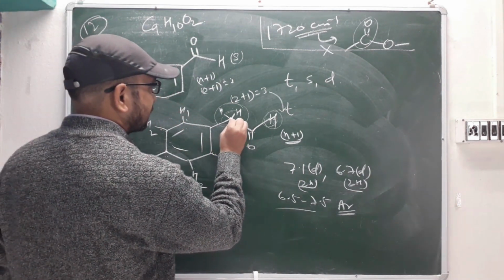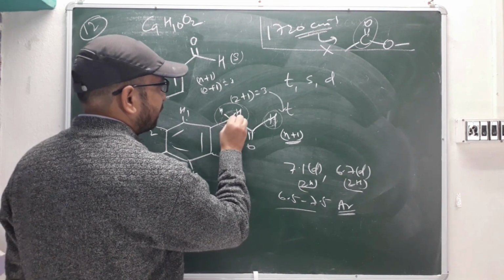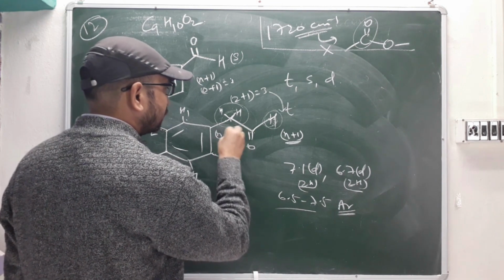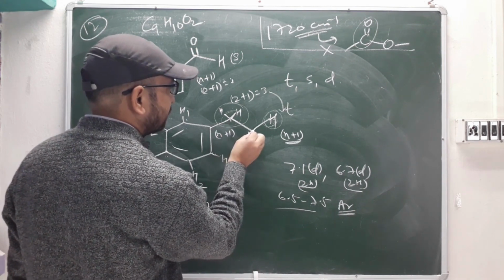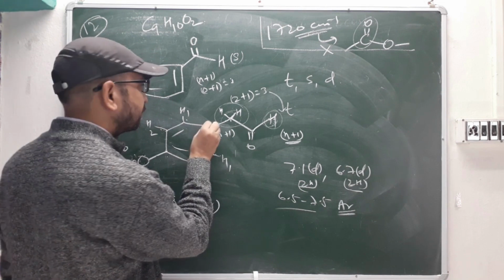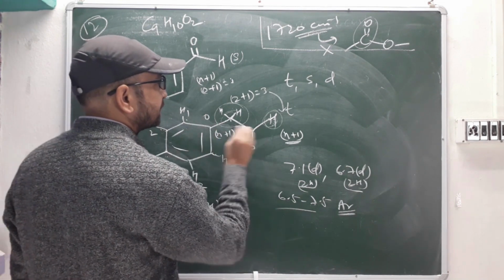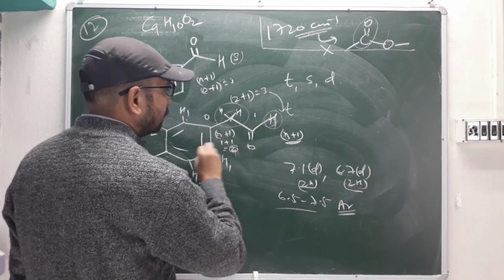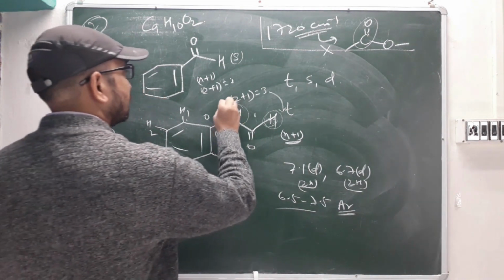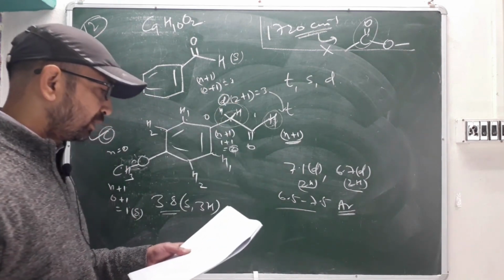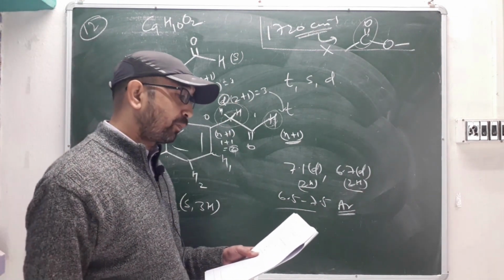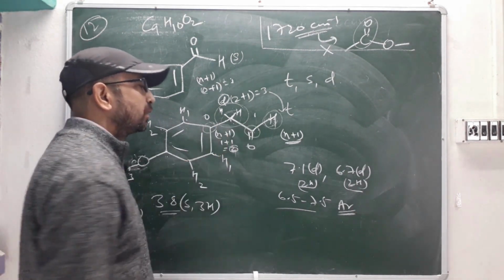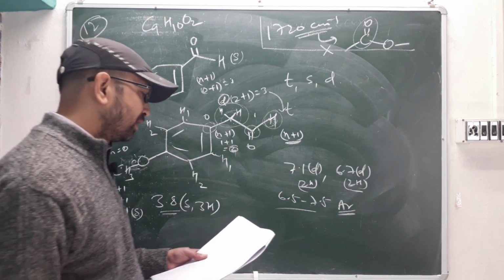For this particular proton, what will be the multiplet? Just follow the n plus 1 rule. The neighbor carbon is this one. On this side 0 protons are there, on this side 1 proton is there. So n plus 1, 1 plus 1, so 2. It will give a doublet. This value is at 3.6 because one side is carbonyl and another side is aromatic, so it is going directly to 3.6.